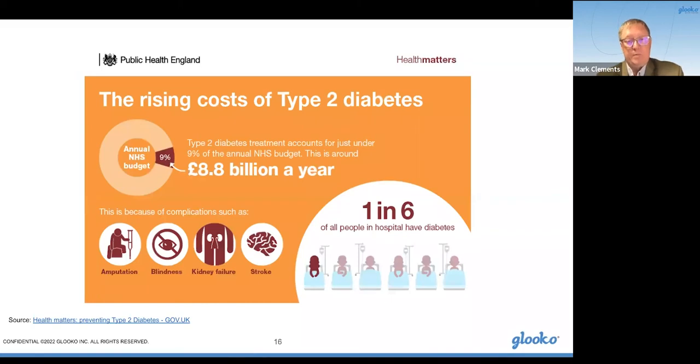Also, from the same website, we can see that there are rising costs to type 2 diabetes. Currently, about 9% of the annual NHS budget is dedicated to the treatment of type 2 diabetes and its complications at about £8.8 billion per year. And this is because of the cost of complications such as blindness, kidney failure, large vascular events like stroke or myocardial infarction, and amputations.